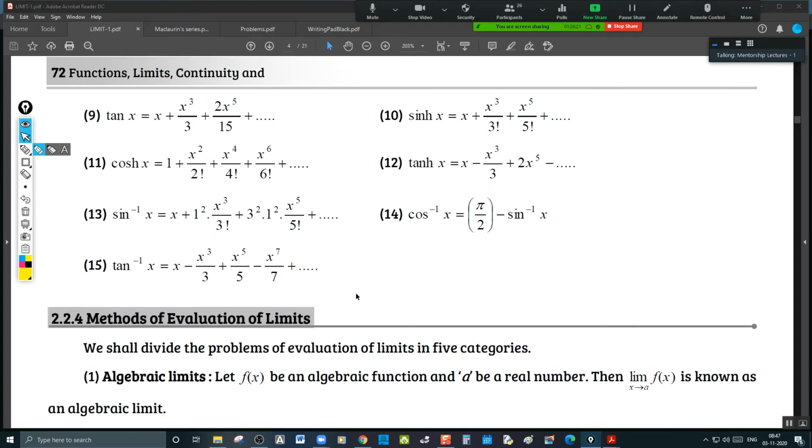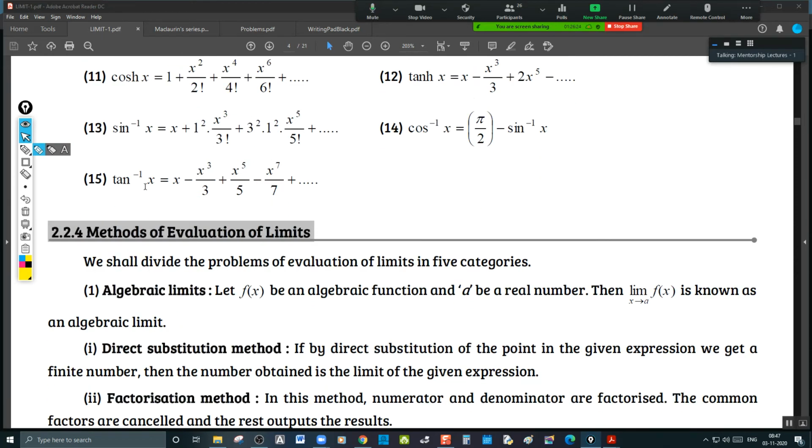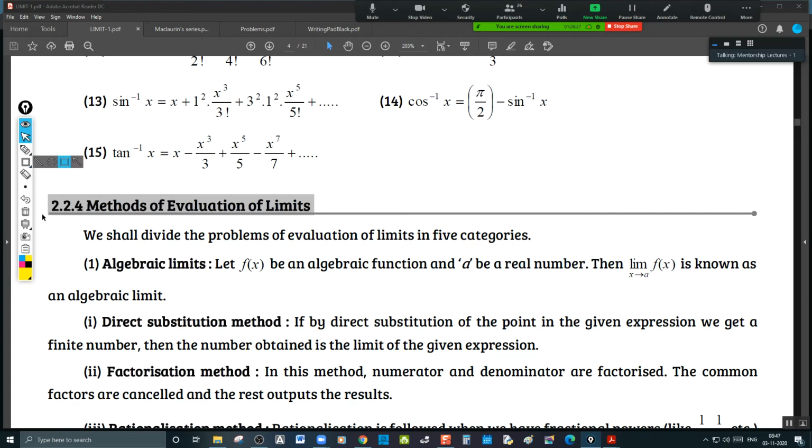Methods of evaluation of limits, algebraic limits, direct substitution method. Just we are giving a random look at all the methods. That's what I said in the beginning. Direct substitution method means if there is no indeterminate form, you can straight away do that. Factorization method: if the limit is taking an indeterminate form, and that value is getting cancelled through factorization, then we have to follow the factorization method.